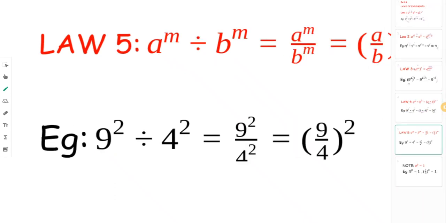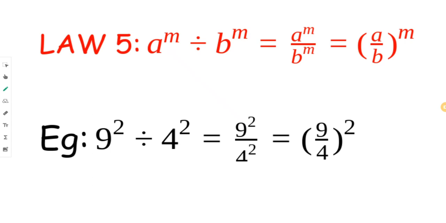All right. Law 5, division. Now you will see that the bases are different, of course the powers are the same, and this is division. Remember that. So how do I write the whole thing? I can write it simply like this: a to the power m divided by b to the power m. Now you can see that the powers are the same, so you just have to put it under a bracket and write down to the power m.